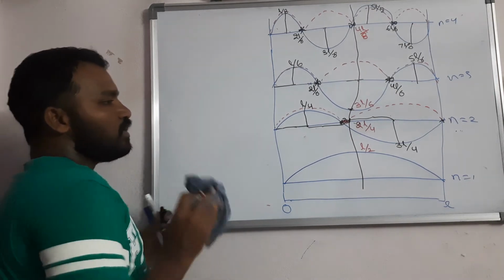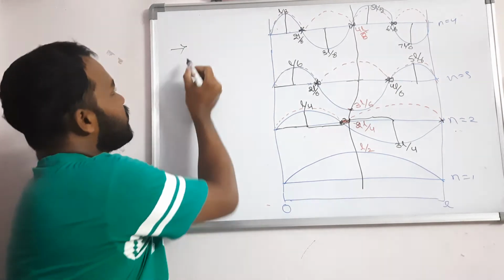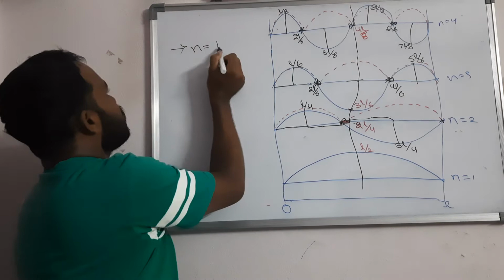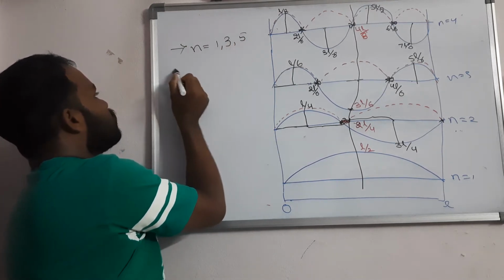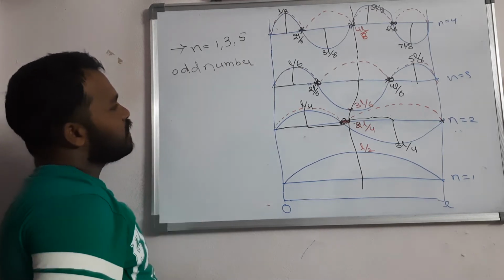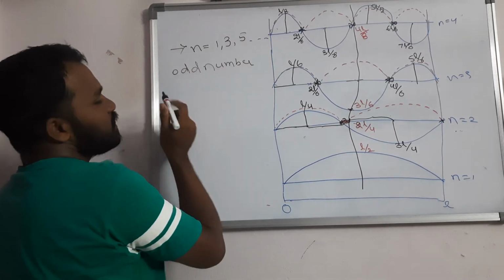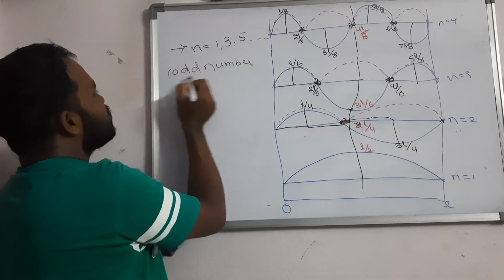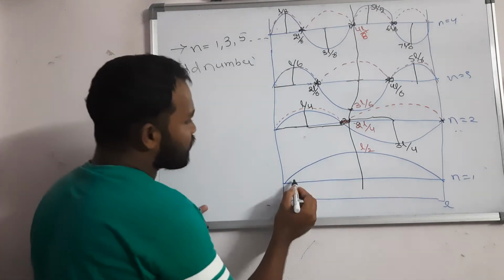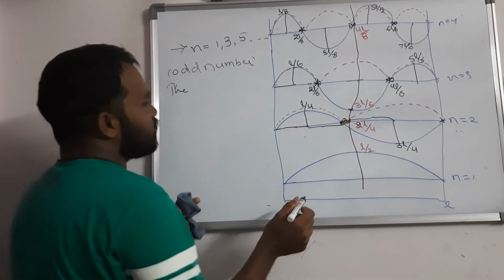So the first point you should write in these plots of psi and psi square. If n is equal to 1, 3, 5, that is odd numbers, right? If n is equal to 1, 3, 5, so on, the odd numbers, then the probability of finding the electron at the center, which is L by 2, is maximum. You should write maximum.